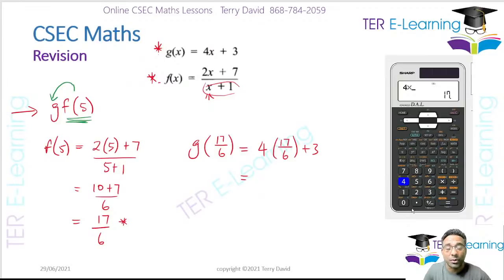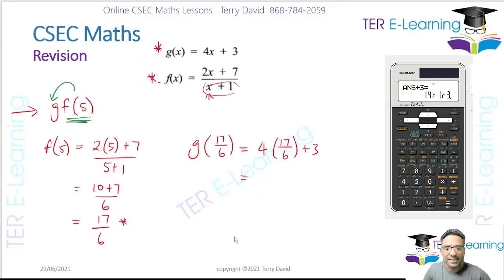This calculator can work out fractions, so you press this AB/C. So that's 17 over 6. And I'm going to get this answer here. The answer that the calculator is giving me is 11 and 1/3. And then I'm going to add that to 3, and I'm going to get this answer here, 14 and 1/3.